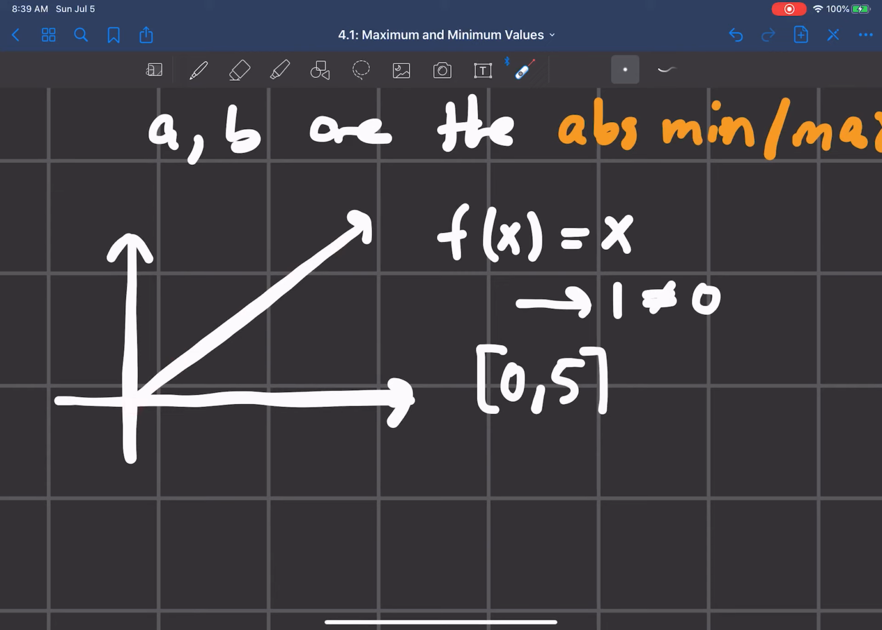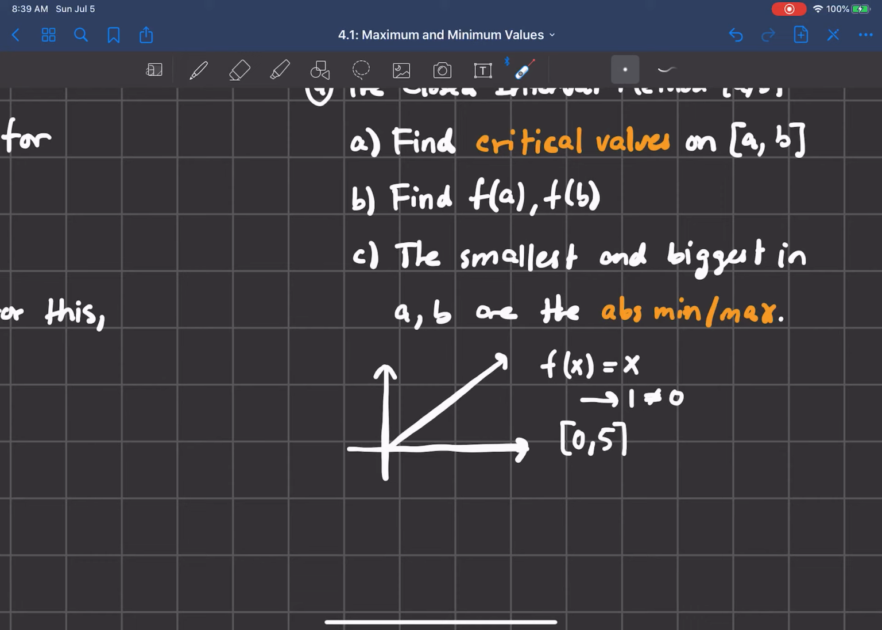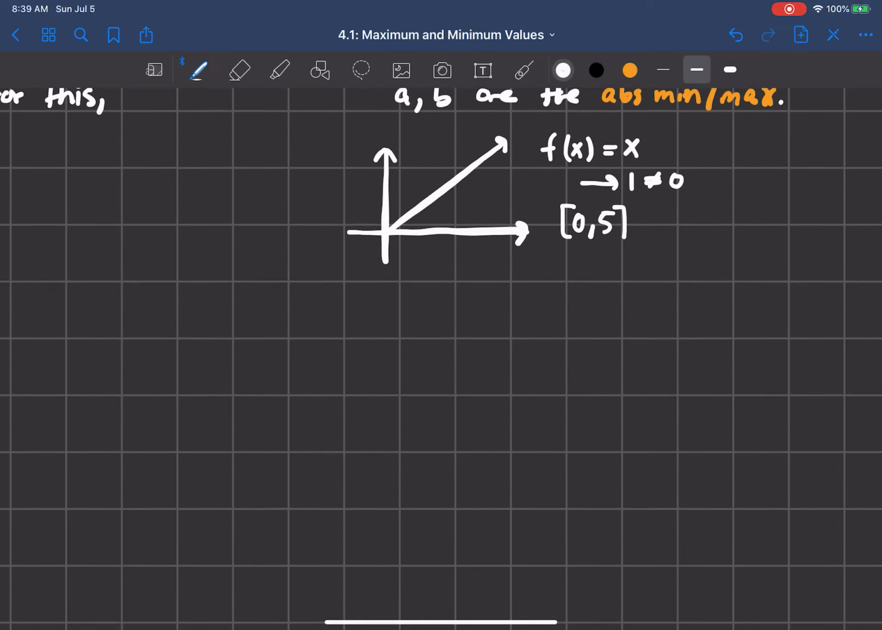That's what we define as the absolute minima and maxima. 0 is the absolute minima, and 5 is the absolute maxima. 0 occurs at x equals 0, and 5 occurs at x equals 5. So that's the nature of these sort of problems. You have to do these 3 steps, and you have to do them consistently. And finding the smallest and biggest will give you the absolute. But this one doesn't really show why the critical number is important. Let's look at another example.